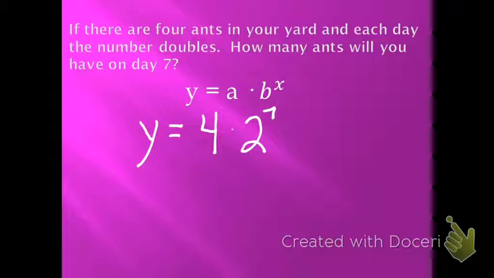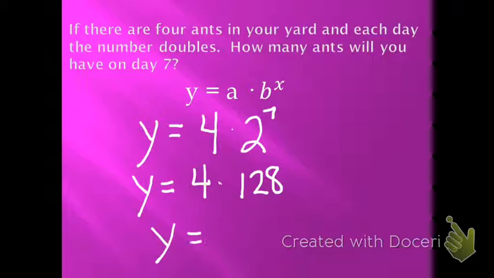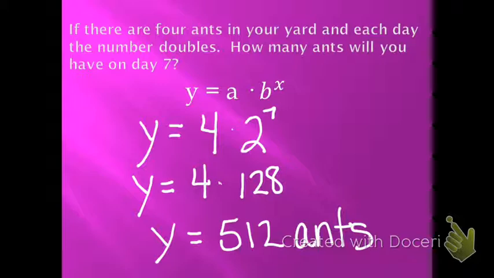And how many times does it double? It says day 7. So once we have that, all we need to do is solve. Using the order of operations, you do the exponent first. So 2 to the 7th is 128. And you still have 4 times it. And then when you multiply 4 times 128, you get 512. And 512 means there are 512 ants in your yard at the end of day 7.